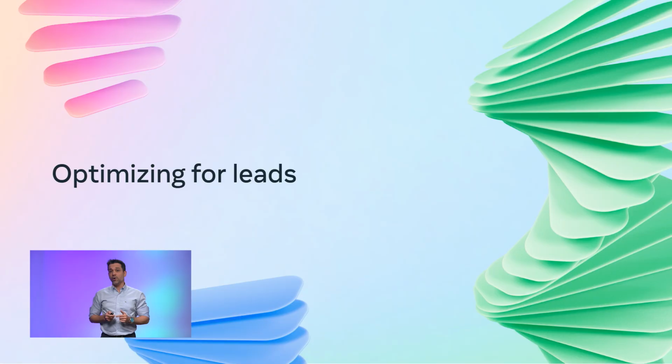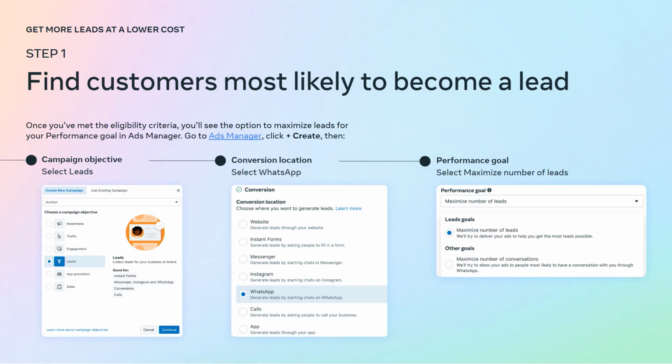Now that you're eligible, you need to set up campaigns optimizing for leads and evaluate their performance. Let's see how to do that. Advertisers can optimize for leads using the Leads campaign objective. If they select leads and then a messaging app as the conversion location, the performance goal screen will appear as it does here in the slide.